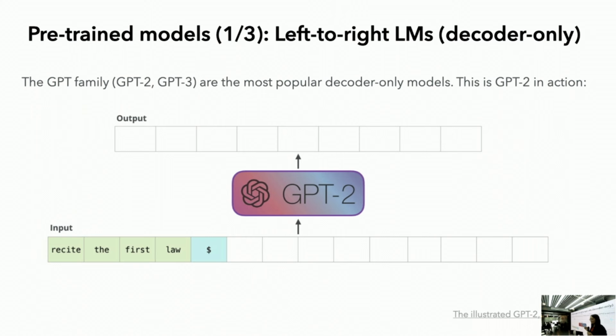The GPT family, as I mentioned, are the most popular successful decoder-only models. So this is GPT-2 in action. Hopefully it works.